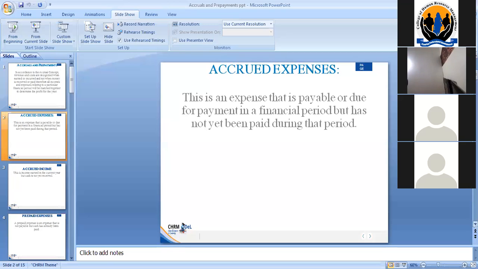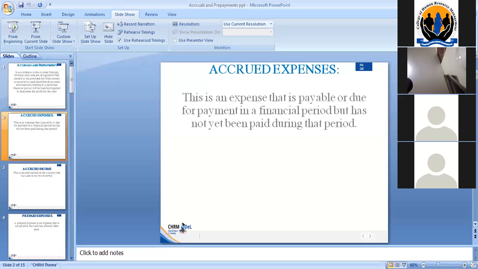Anybody to try? Accrued expense and accrued income. One of them is an asset, one of them is a liability. An asset is what belongs to you. A liability is what belongs to the other person. What do you think between accrued expenses and accrued income? What is a liability and what is an asset? Accrued income is an asset, while the accrued expense is a liability.